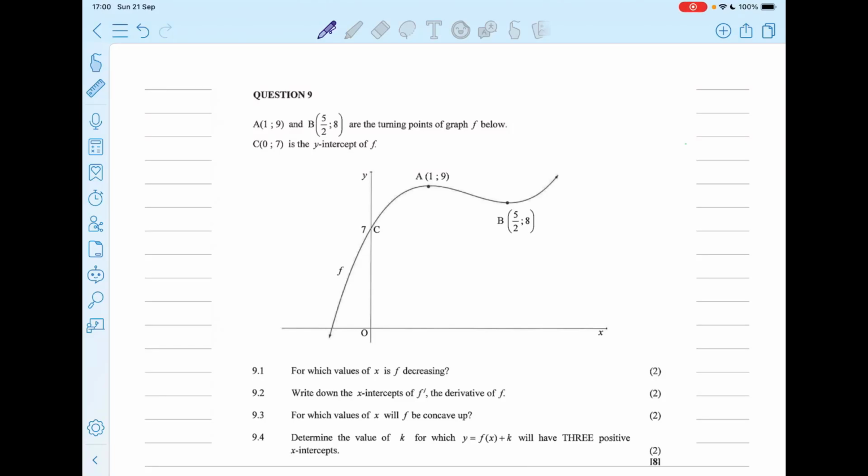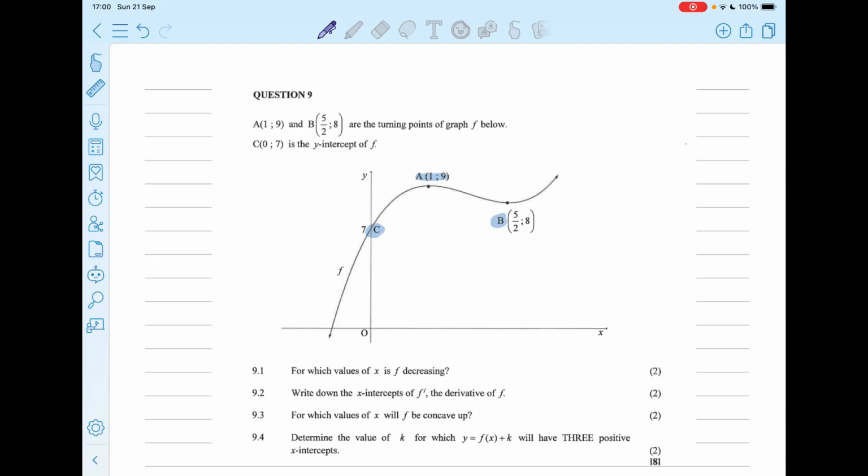Hi there. In this question, we are continuing with differential calculus from the previous video where we were looking at the November 2024 Maths Paper 1. Okay, so in question 9, we are told that there are points A and B, which are the turning points of this graph. So here's A and here's B. And then we are also told point C is the y-intercept of this function f.